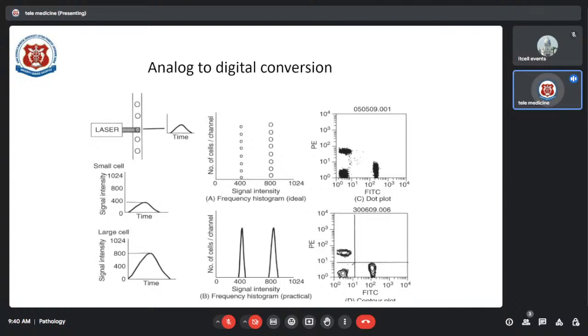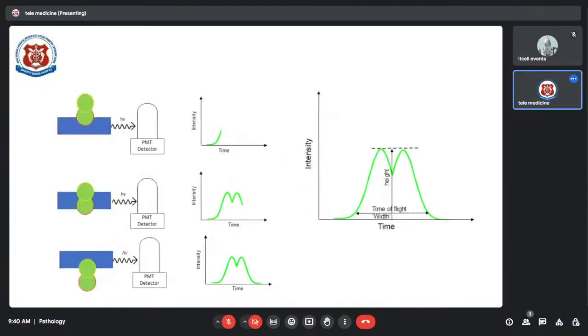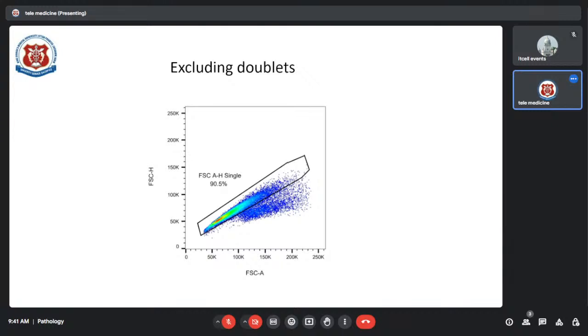So this is how you separate the different kinds of cells. What happens if you get two cells passing at the same time? In the beginning itself, we discussed that the cells should go in a single file pattern, one cell at a time. So if you get two cells passing through this kind of peak, this is going to interfere with your data. This is called doublets.